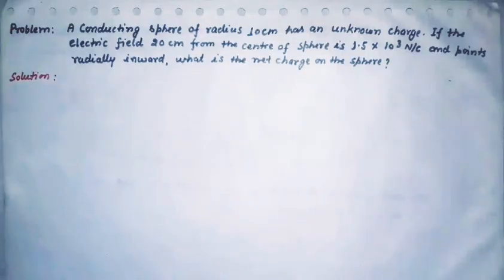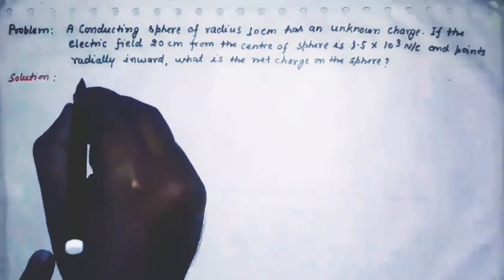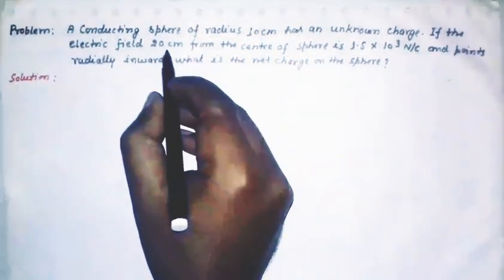Next problem: a conducting sphere of radius 10 cm has an unknown charge. If the electric field 20 cm from the center of the sphere is 1.5 into 10 to the power 3 Newton per coulomb and points radially inward, what is the net charge on the sphere? So here we have to calculate the net charge Q at a distance D.